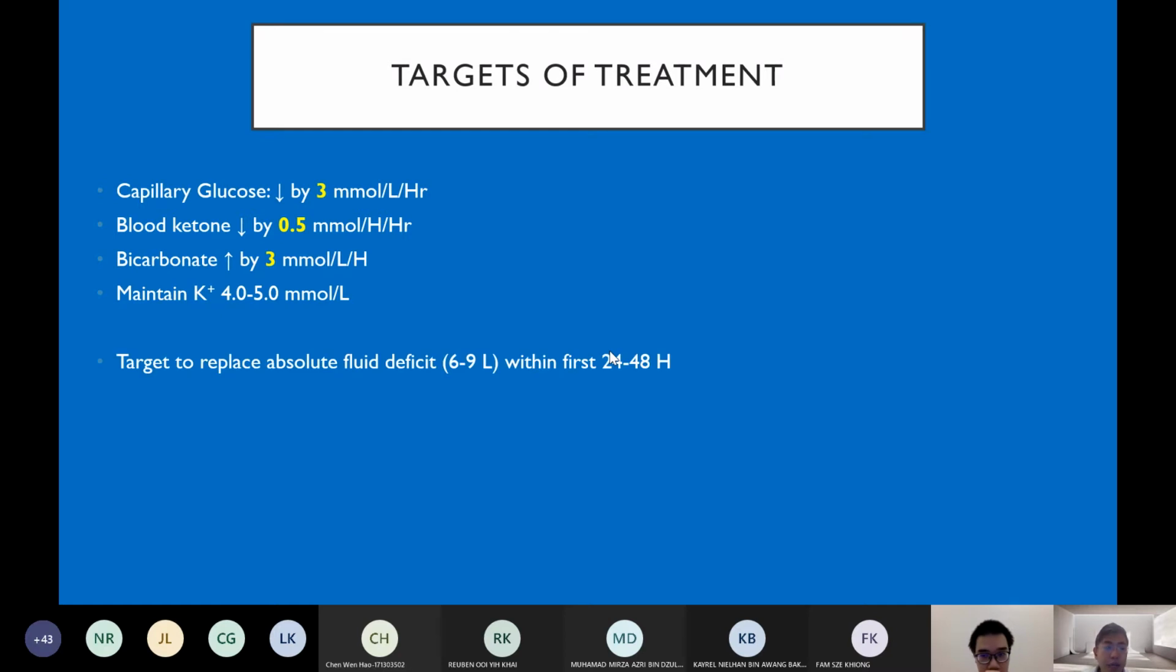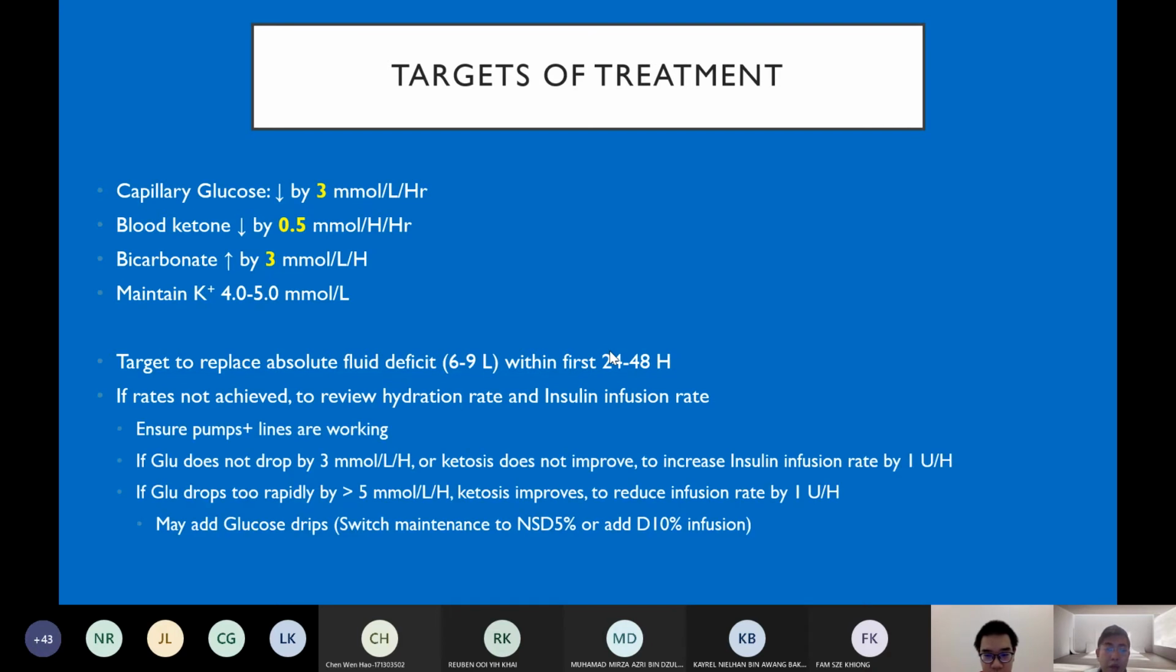So you target to replace the absolute fluid deficit to 6 to 9 liters within the first 24 to 48 hours. Okay, if your targets are not achieved, you need to review your hydration rate and the insulin infusion rate, meaning that you need to, number one, make sure that the pumps or the lines are working. And if the glucose is not improving, ketosis is not improving, you should increase your insulin infusion rate. And if the glucose drops too rapidly, you may need to reduce your infusion rate. And if the glucose drops too fast, but you still need the insulin to drive down the ketosis, you can consider to add on some dextrose in their drips.